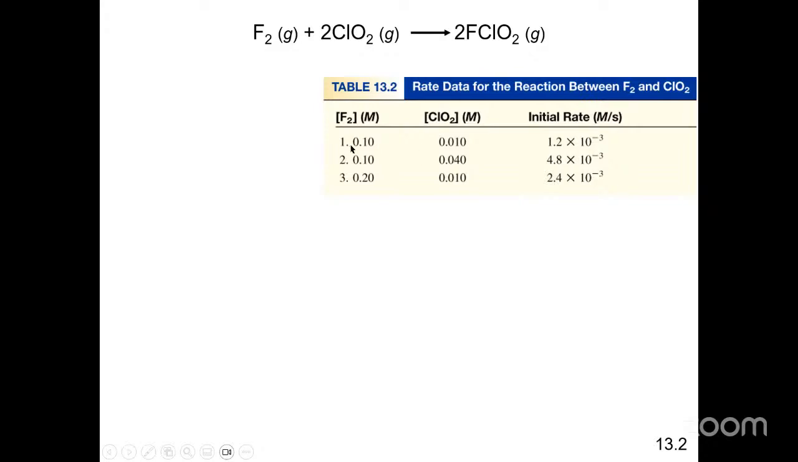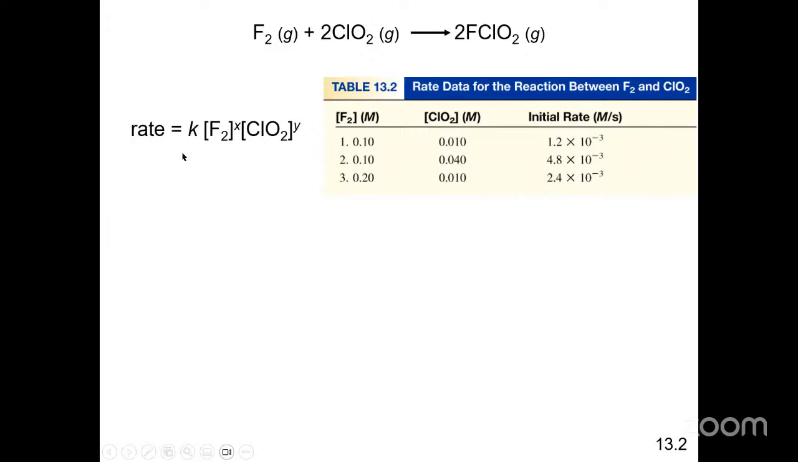And so when the concentrations of fluorine and ClO2 are these two values, this is the initial rate. Then what this person did was quadruple the concentration of ClO2, and the rate changes as a result. And then this person in the third run doubled the initial concentration of fluorine, while the concentration of ClO2 remains the same, and we get a value for the rate here. So basically what they're doing is adjusting the concentration of one reactant, leaving the other reactant constant, and seeing what effect that has on the rate of the reaction, right?